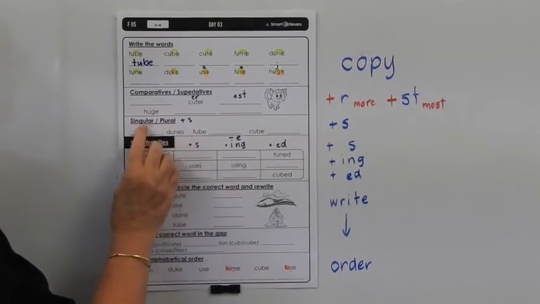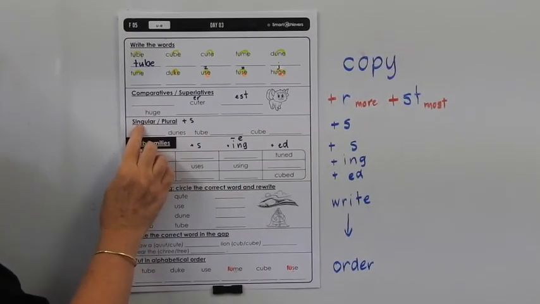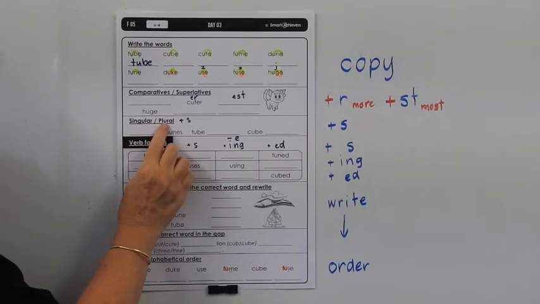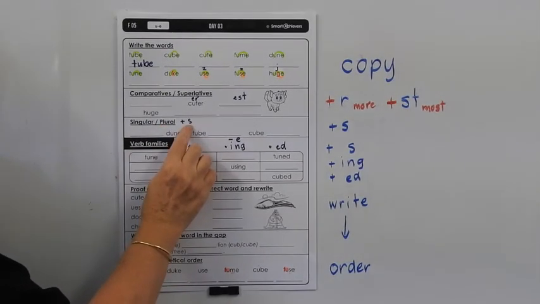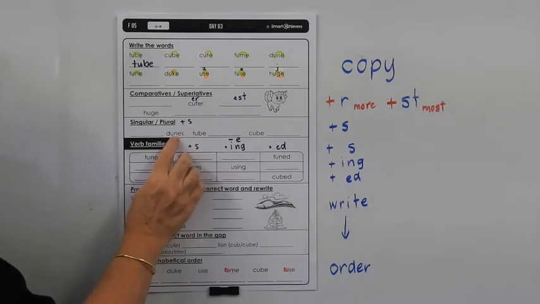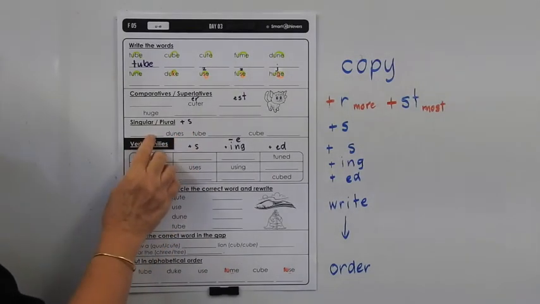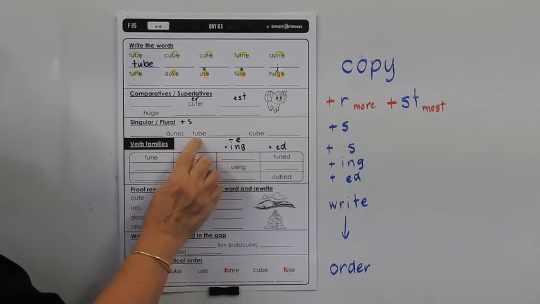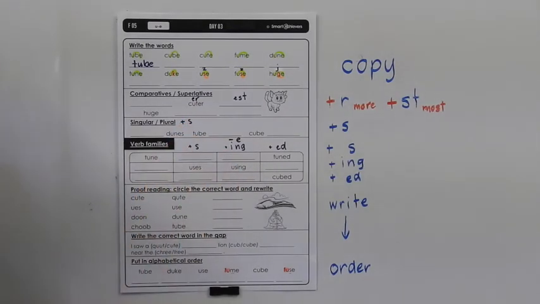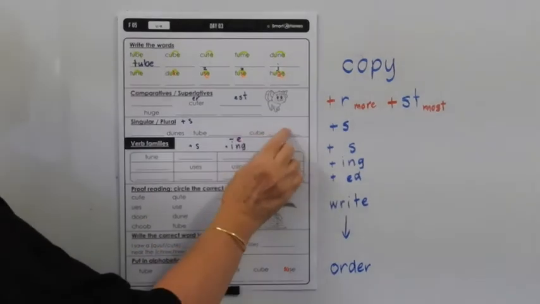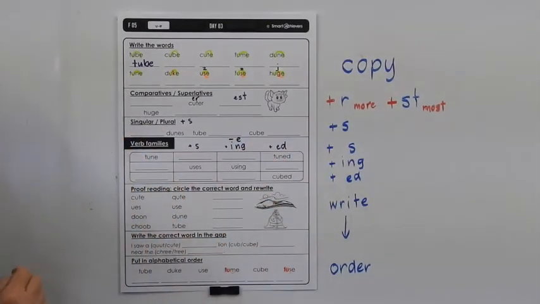Singular, plural. So if something's singular, it means there's only one of it. If it's a plural, it means there's more than one. And when something means more than one, we usually add an S. So the singular of dunes would be dune. The plural of tube would be tubes. And you know you just add the S at the end. Cube, cubes. So that's a nice easy one for you.